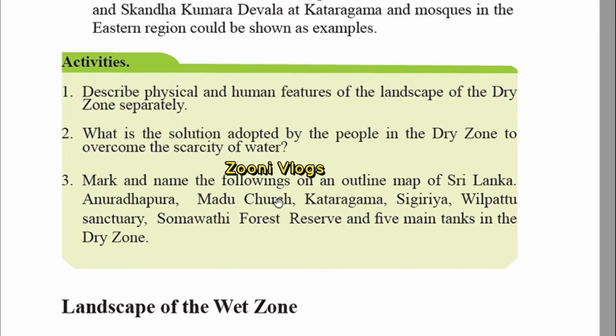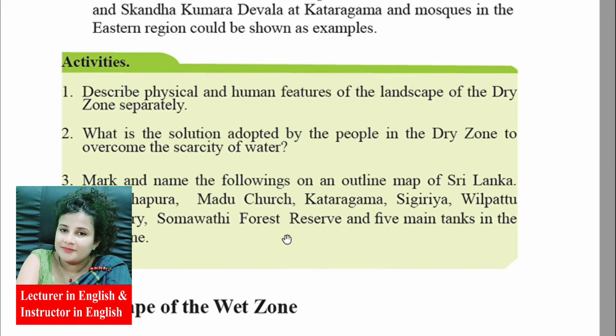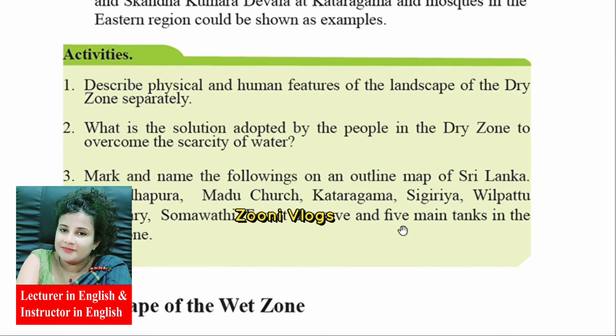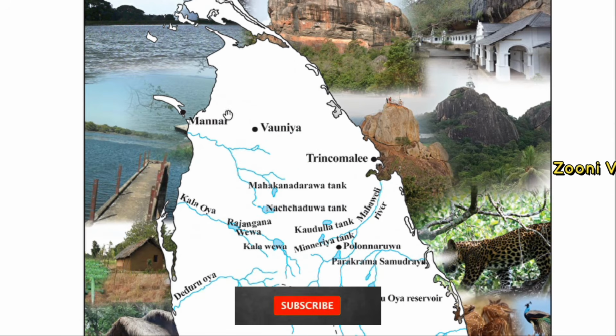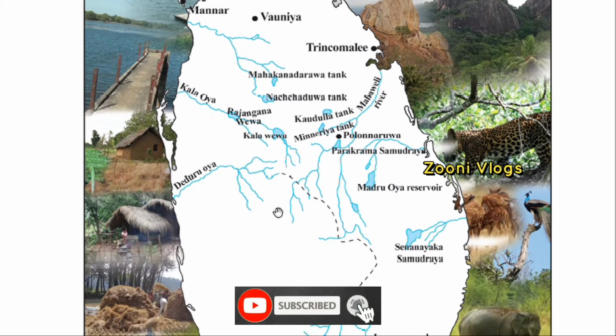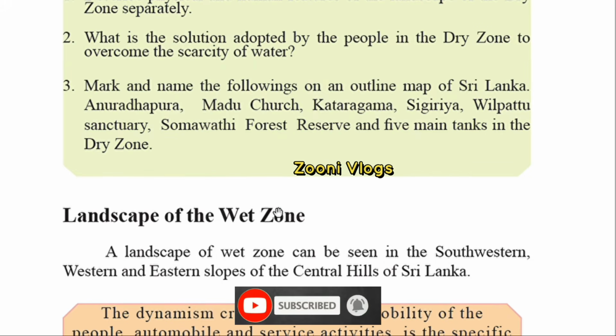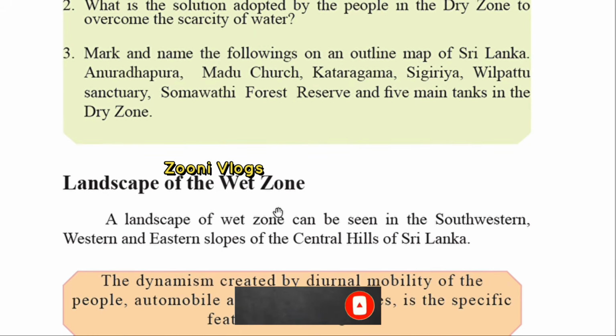Anuradhapura, Mihintale, Kataragama, Sigiriya, Wilpattu Sanctuary, Somawathiya Forest Reserve and 5 main tanks in the dry zone. Don't forget this point, because when you are drawing tanks, which are related to water, you have to use this type of pattern with light blue color, or else blue color.